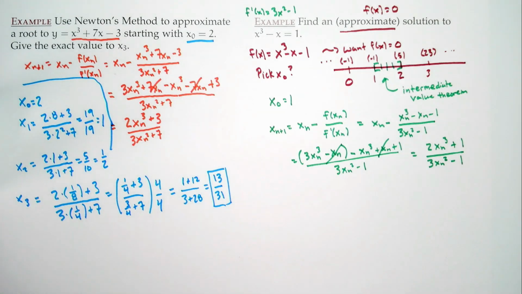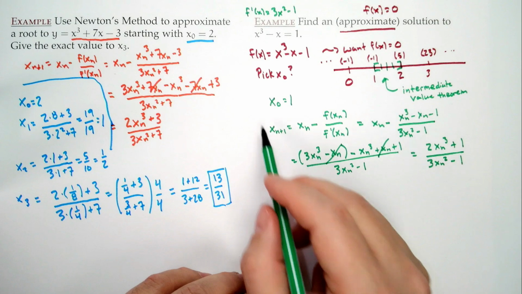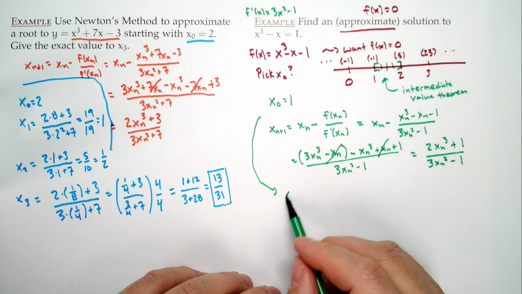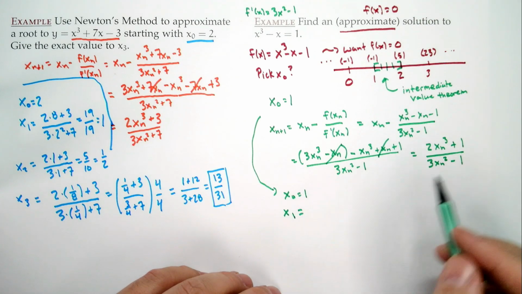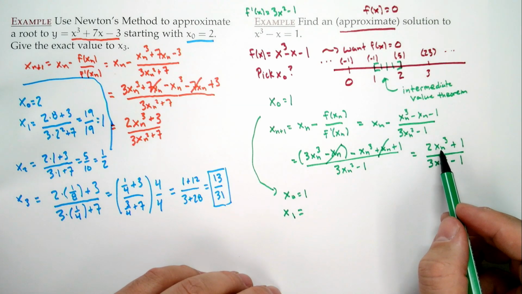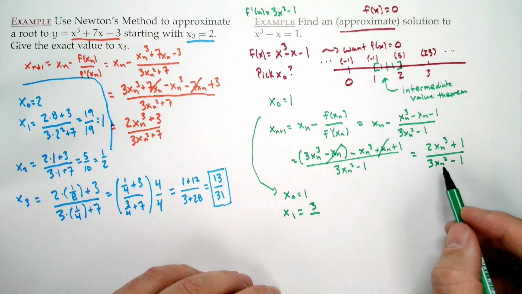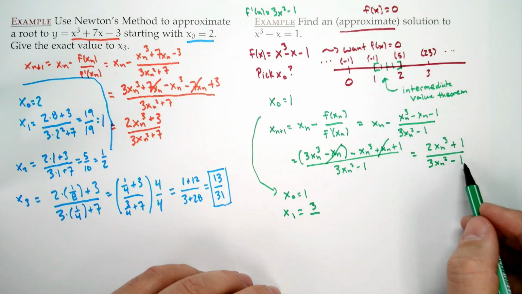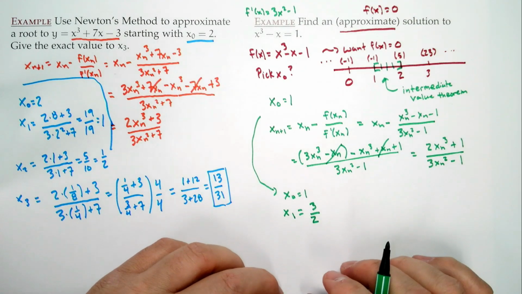Well, let's start chugging away. So we said x0 equals 1. All right, write that down here again for reference. So what is x1? So 2 times 1 plus 1, that's 3. Then we get 3 times 1 minus 1, 3 halves. Okay, maybe we would have guessed to look at 3 halves.